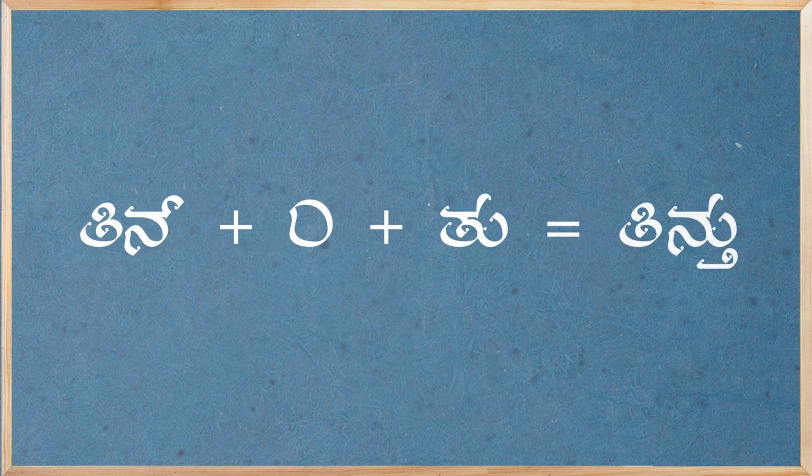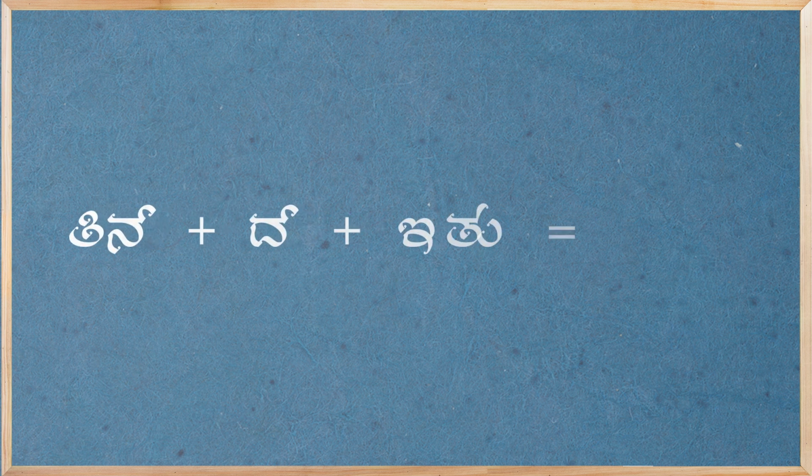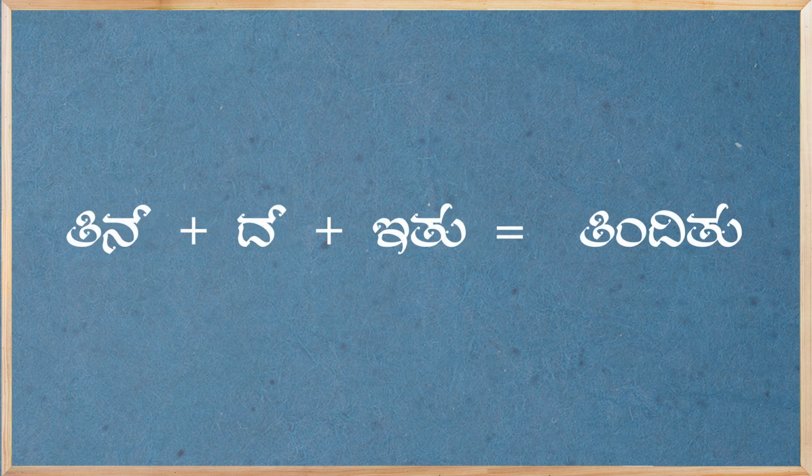Tu will be added directly to the verb root. Here the past tense marker is zero. If it is itu, the past tense marker is retained. For example, tin plus zero plus tu becomes tintu. Tin plus 'd' plus itu becomes tinditu. Iru, hogu and agu exhibit irregular forms in the third person neuter singular.